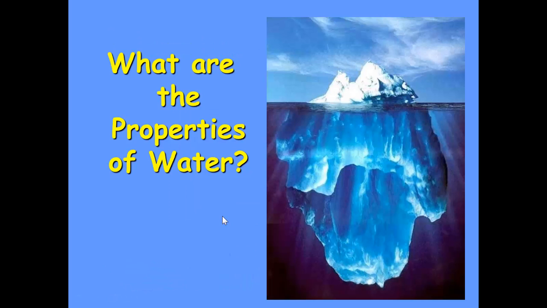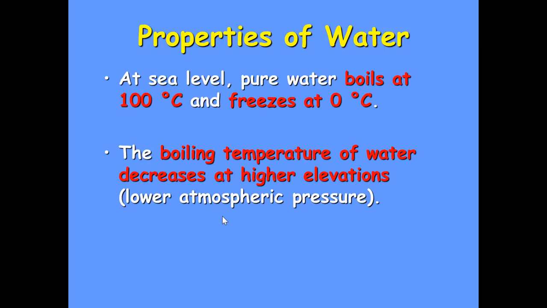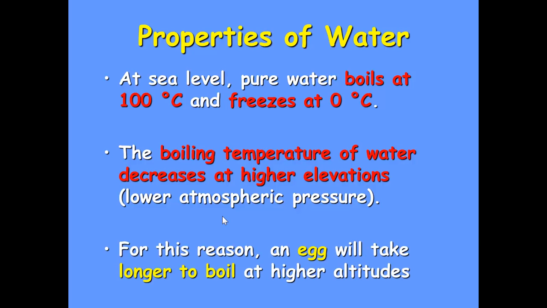All right, what are the properties of water? I'm going to run through them real quick, but first, here is some extra information about water. At sea level, pure water boils at 100 degrees Celsius and freezes at 0 degrees Celsius. The boiling temperature of water decreases the higher you go in elevation. An example is that an egg would take longer to boil at high altitudes.